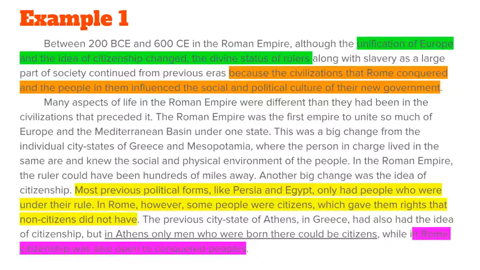This person does have a specific example from Rome, that citizenship was open to conquered peoples, and an example from a previous political form, that in Athens only men who were born there could be citizens. Those are both reasonable details to go along with the idea that Roman citizenship was a departure from earlier forms. What I would hope to see, though, if we were going to flesh out this section of the paragraph, would be an analysis of why many of those earlier forms, like Persia or Egypt, or even Athens that did have citizenship, why those forms were transformed or changed as the Roman Empire grew and adopted its own idea of citizenship.